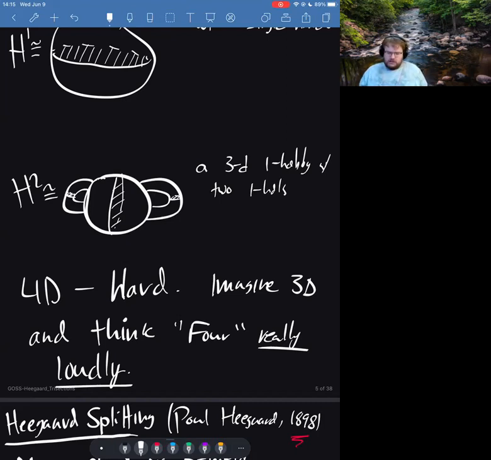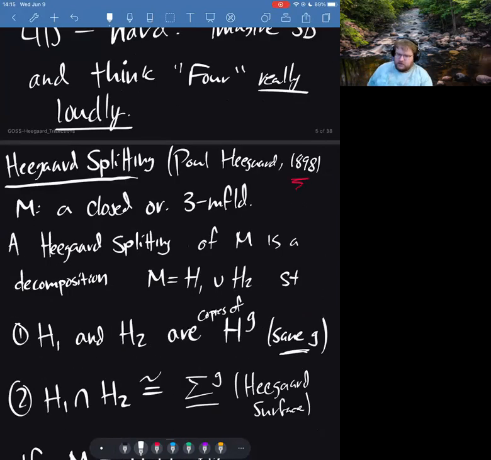Okay. So in general, three-manifolds and four-manifolds are hard to picture because we can't imagine them with our tiny three-dimensional brains. Trying to imagine what a lens space looks like, or what the Poincaré dodecahedral sphere looks like, is hard. So in 1898, Paul Heegaard introduced the notion of Heegaard splittings, which is a nicer way of thinking of a three-manifold, by reducing it to handle bodies and surfaces, because surfaces we can understand for the most part.